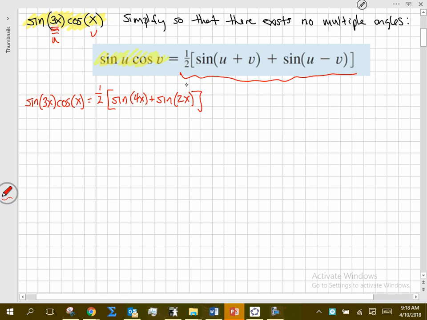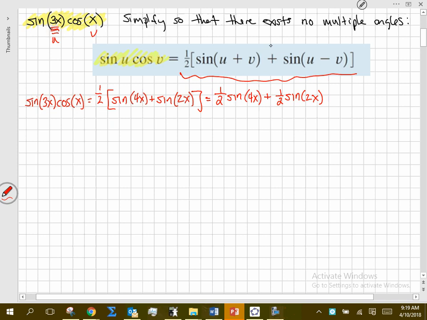I'm going to go ahead and distribute the 1/2. Let's get 1/2 sine of 4x plus 1/2 sine of 2x. Okay. If I've got something to distribute, I like doing that. It's not necessary at that stage if you don't want to. If you want to make your substitutions, you can leave that 1/2 out in front. I make more mistakes if I don't do that right away.